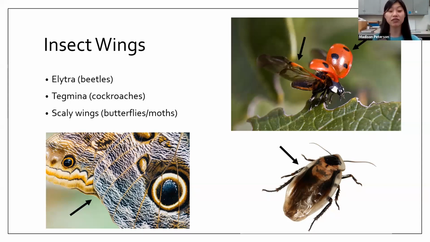And then probably some of the most famous wings in the insect world are butterflies and moths. And so these are scaly wings, and they have beautiful patterns and colors. And so they can use these patterns and colors to maybe scare predators off. And if you've ever held a butterfly wing in your hand, you know that the scales are very delicate and they'll sort of fall off.